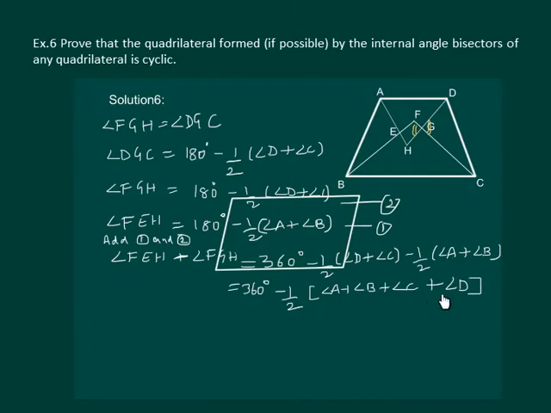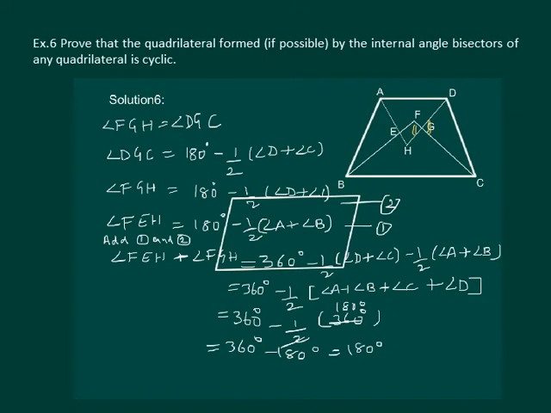But sum of all the angles of a quadrilateral is 360 degrees. So let us substitute. We have angle A plus B plus C plus D equal to 360 degrees. Solving this further, we get angle FEH plus angle FGH equal to 180 degrees.